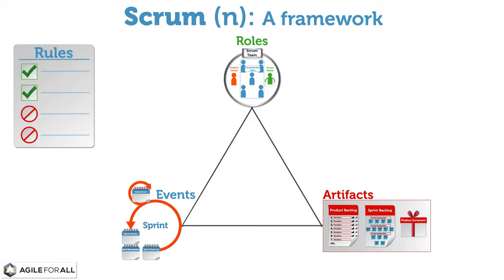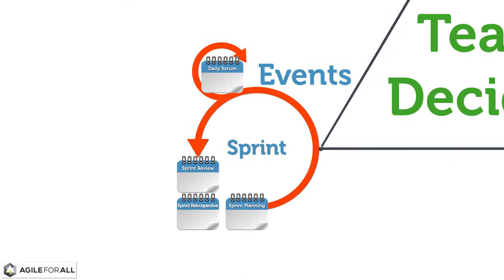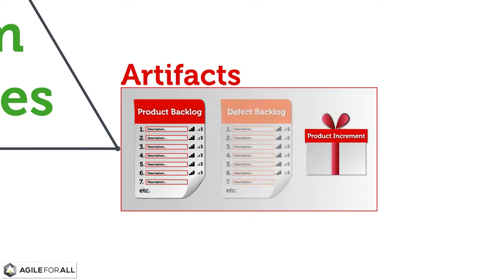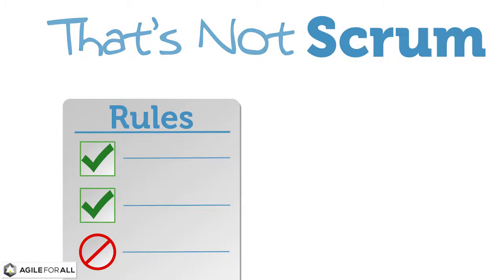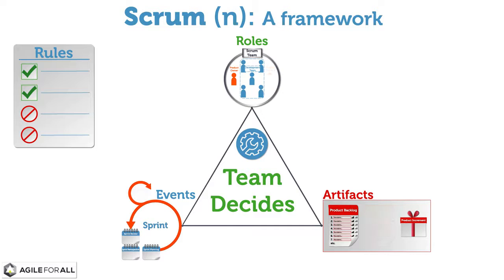The Scrum team decides which processes and techniques to use within the framework. If the team or the organization were to decide to remove or alter any of the components or their rules, they are no longer using Scrum. Scrum exists only in its entirety, and each of the core components and their associated rules serves a specific purpose.